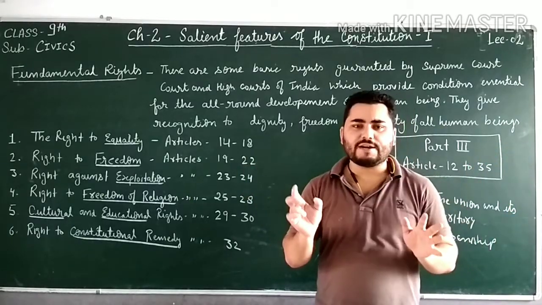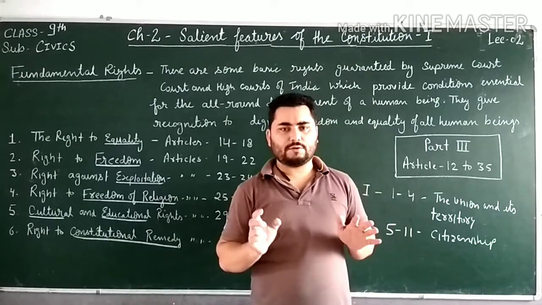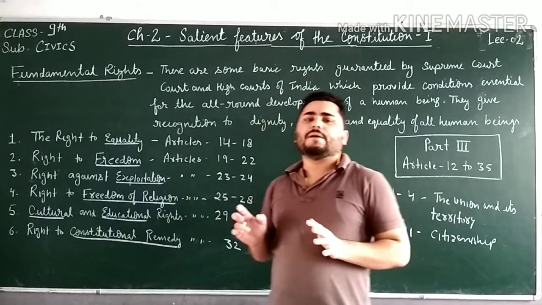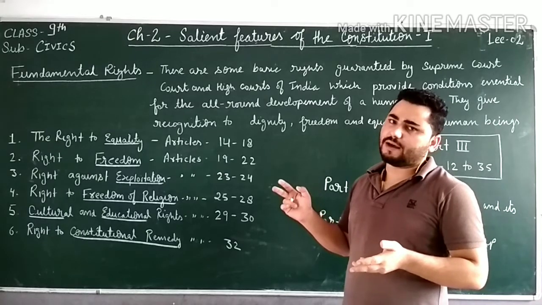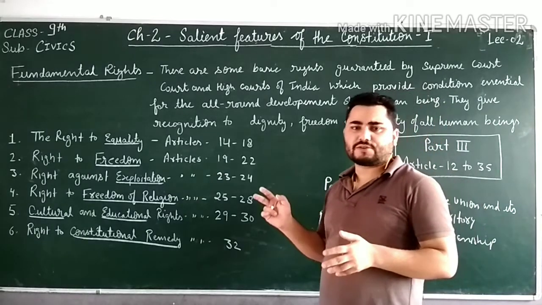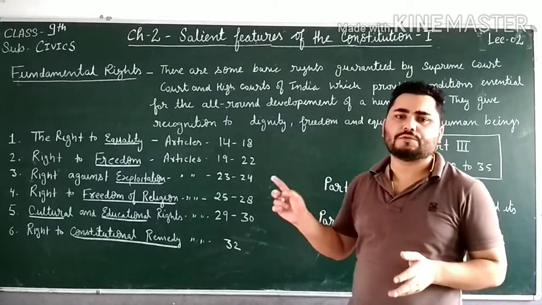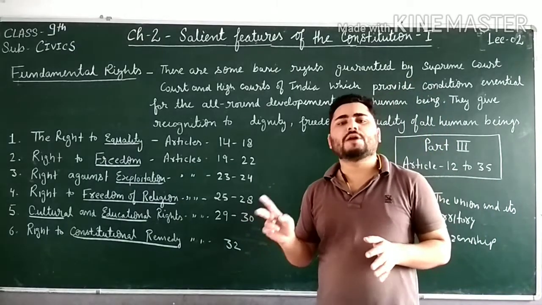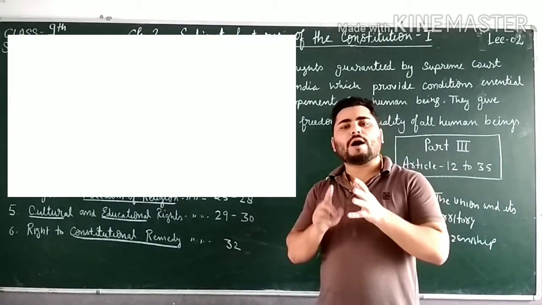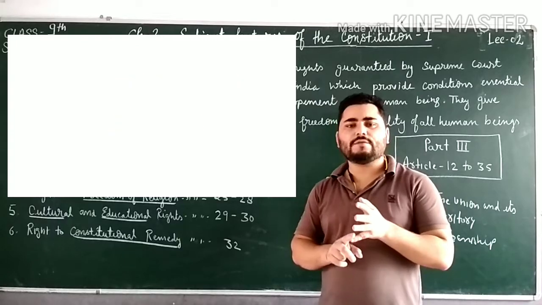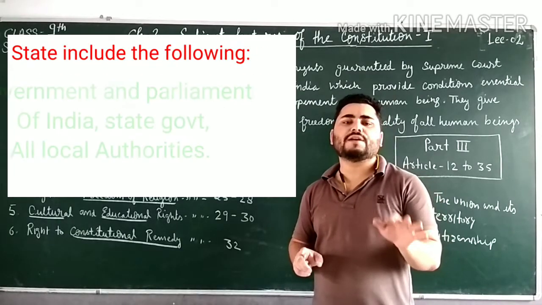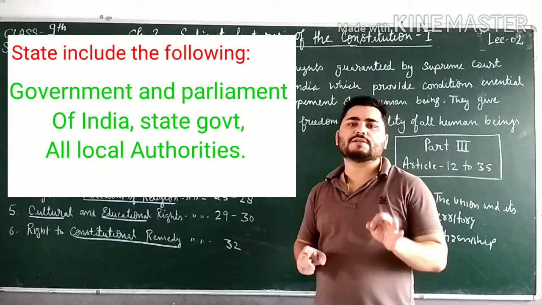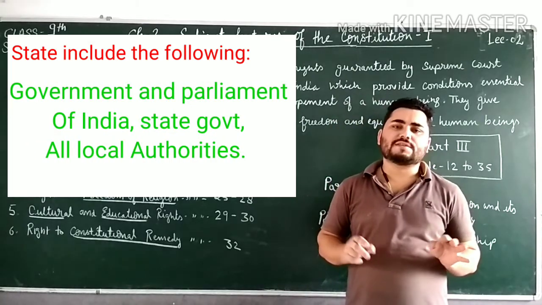So those rights are called fundamental or basic rights. Now we have these basic rights in our constitution, enshrined in Part 3 of our Constitution, from Article 12 to 35. Although Articles 12 and 13 do not contain any fundamental right; in them, just the definition of state is given.